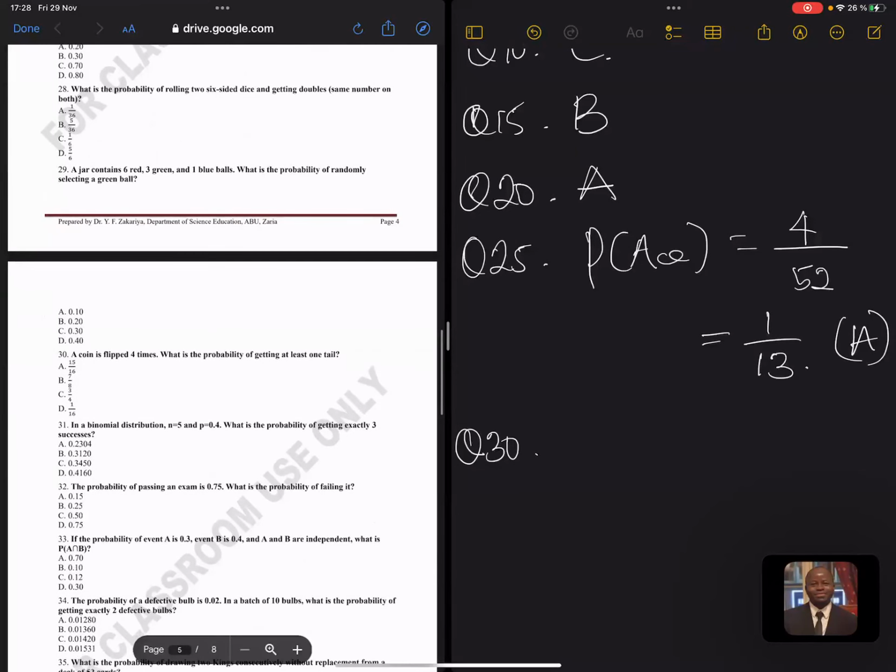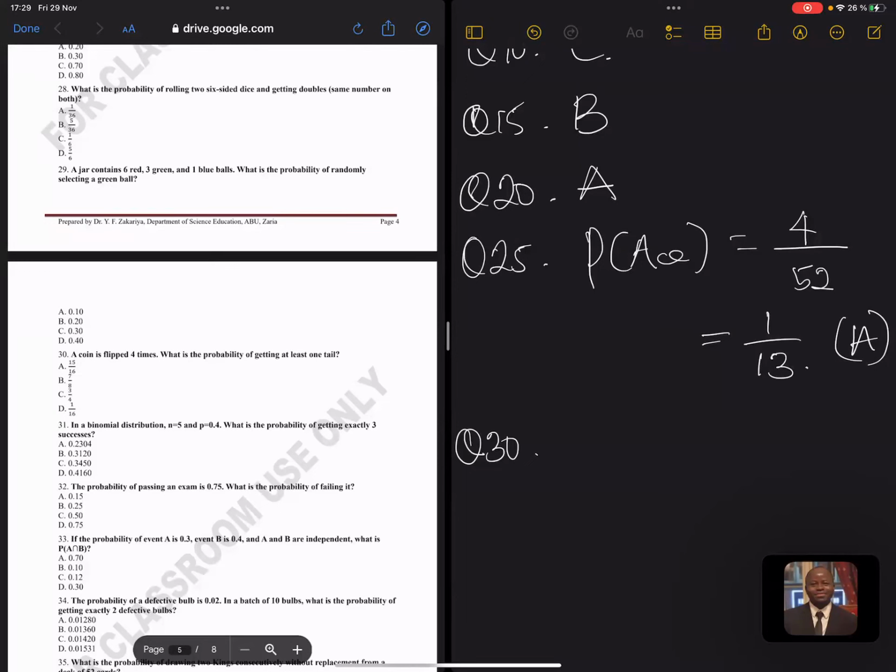So problem 30 says, a coin is flipped 4 times. What is the probability of getting at least one tail? If a coin is flipped 4 times, at least one tail means you can get 1 tail, 2 tails, 3 tails, or 4 tails.